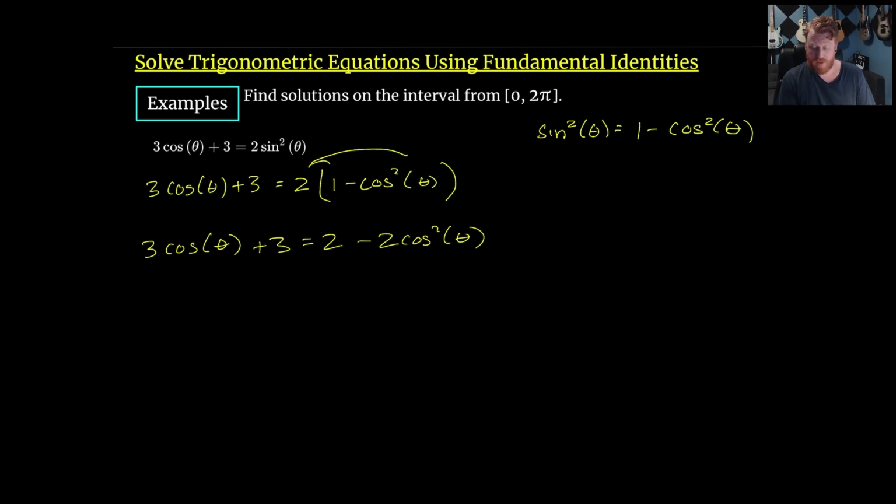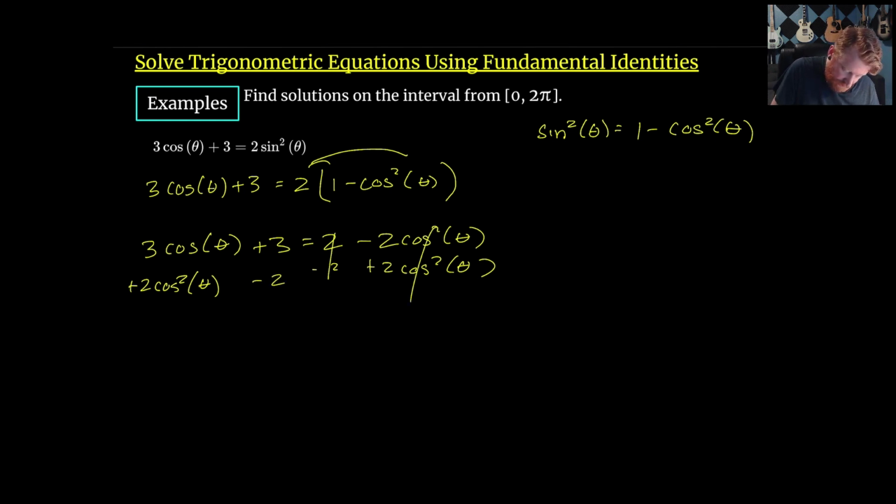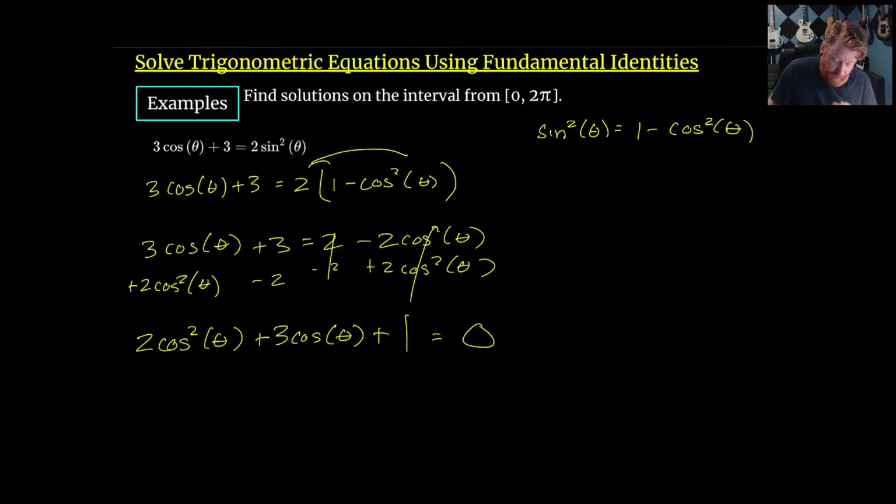Now this is starting to look like it may be in quadratic form, so let's just try and get everything on one side here. If I add 2 cosine squared theta to both sides, and I subtract 2 from both sides, then those will cancel, and I'll be left with 2 cosine squared theta plus 3 cosine theta plus 1 equals 0. So yes, definitely in quadratic form now.